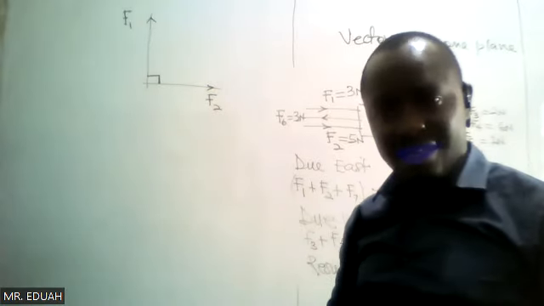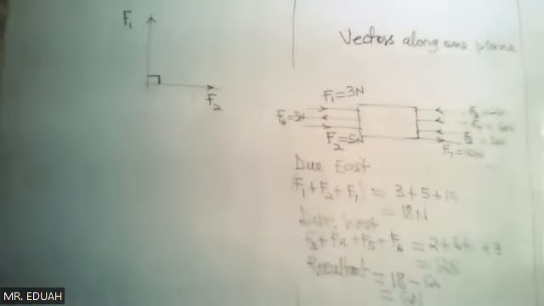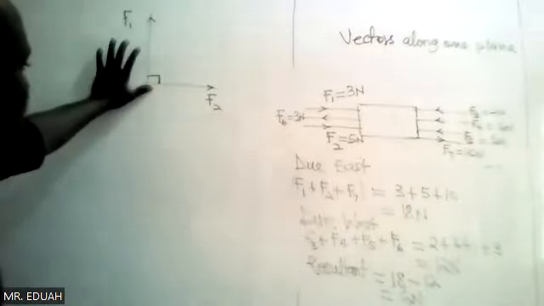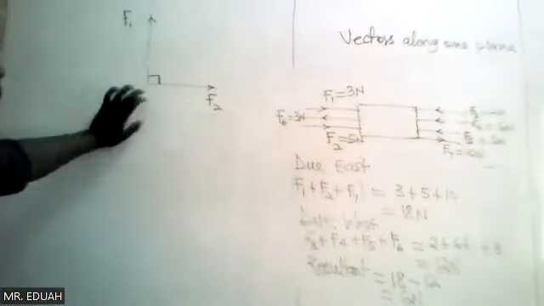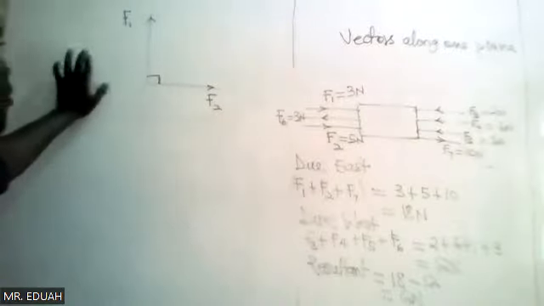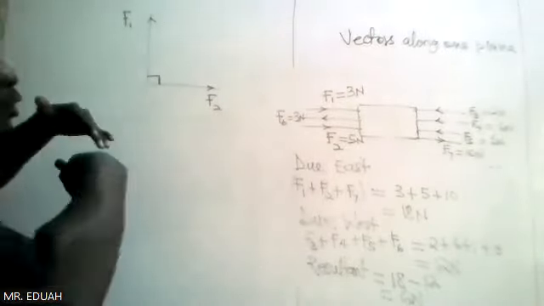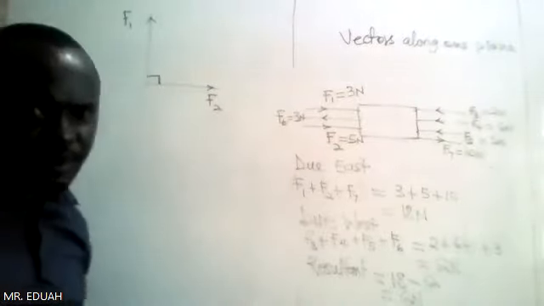Please, are we okay? Yes, please. All right. So if we have this, how do we determine the resultant? To determine the resultant, when you have vector quantities connected in this manner.